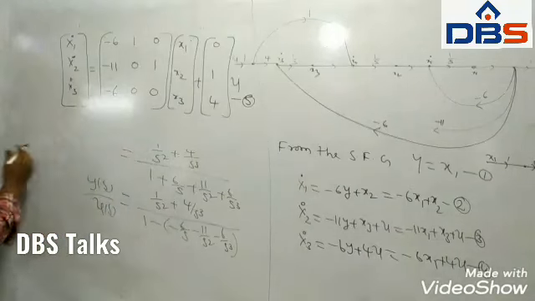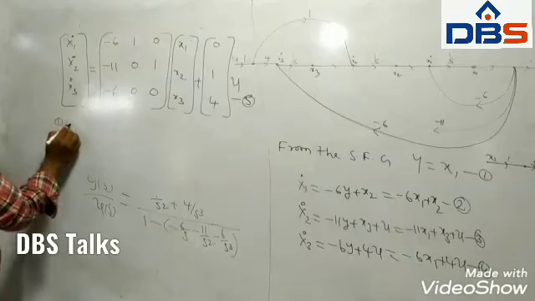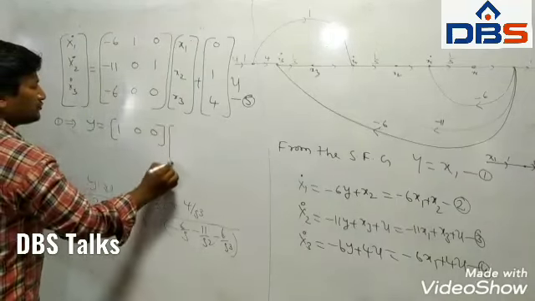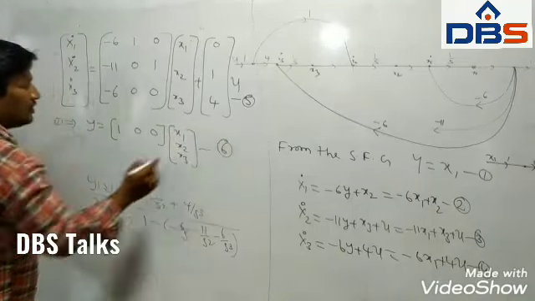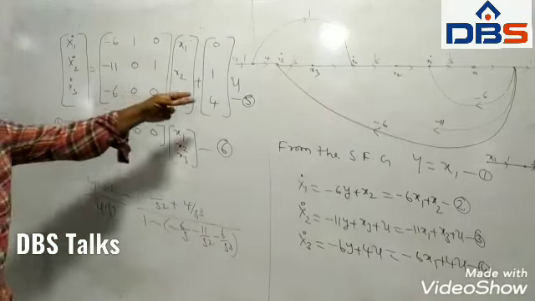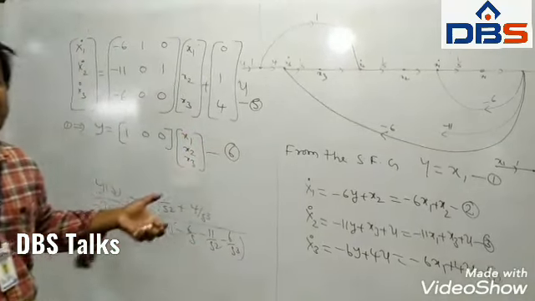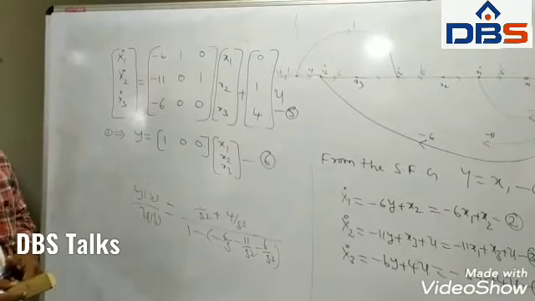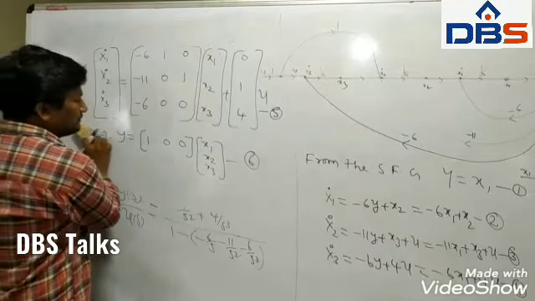And from equation 1, y is equal to 1, 0, 0 times x1, x2, x3. This is equation 6. Now this is the state equation and this is the output equation. Equations 5 and 6 together are called the state model of the given transfer function. Like this, we have to derive the state model from a given transfer function. So another problem is also there, so we have to observe another problem.